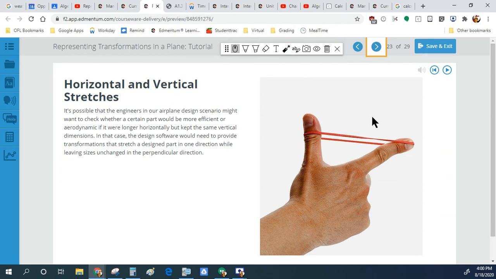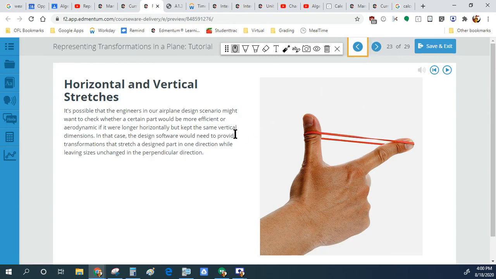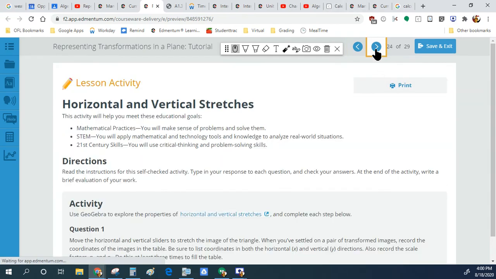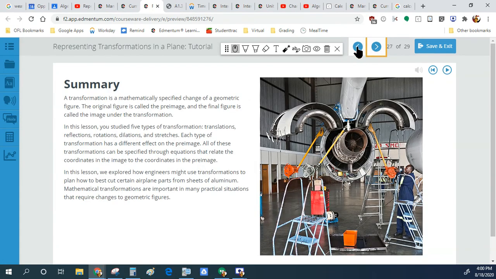Horizontal and vertical stretches. So I'm going to have to make a third video on this, guys. I'm so sorry. I'm just crunched for time right now. But the third video will be out tomorrow, 8/19. Normally I try to get these modules done in one unit, but luckily the last video is going to be very, very small.